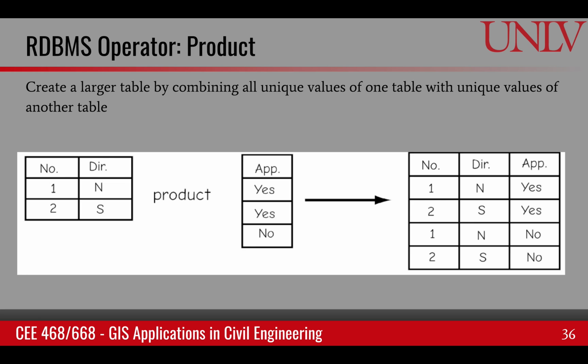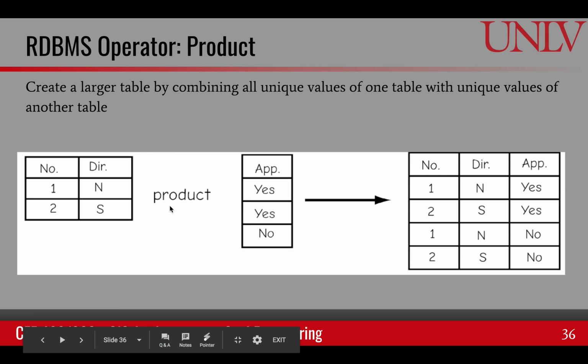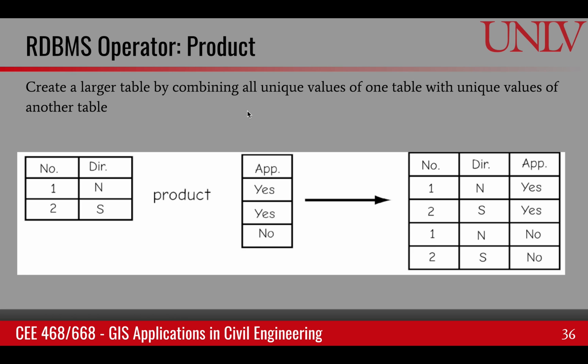The product is similar to the concept of multiplication, and it combines the 2 tables and creates a bigger table, but the process of combination restricts the unique values of one table with the unique values of the second table. So when we multiply these 2 tables, we have 2 unique values in this table, M and N, and 2 unique values here, yes and no. So the output will have 2 times 2, 4 rows, where every unique combination is registered only once.